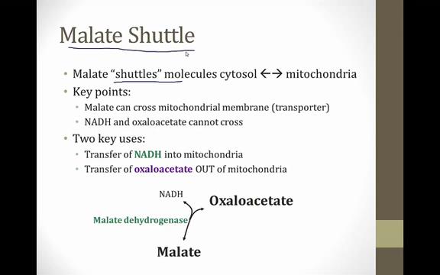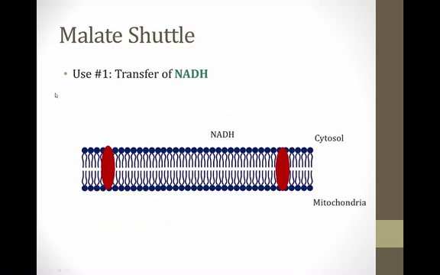In order to understand the malate shuttle, you need to understand two key points. The first one is that malate can cross the mitochondrial membranes via a transporter. NADH and oxaloacetate, however, cannot cross. So the malate shuttle is going to be used to transport NADH into the mitochondria for use in electron transport, and also transfer oxaloacetate out of the mitochondria for gluconeogenesis. Let's talk about this in a little bit more detail.